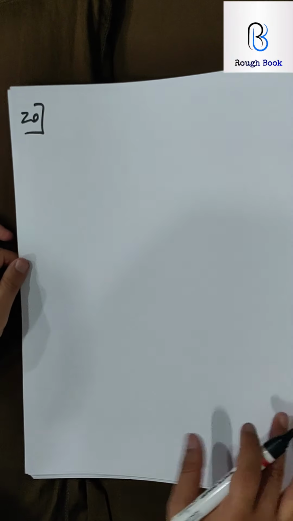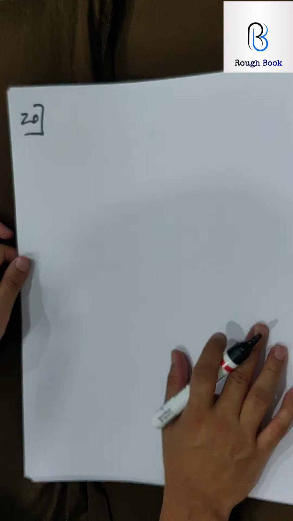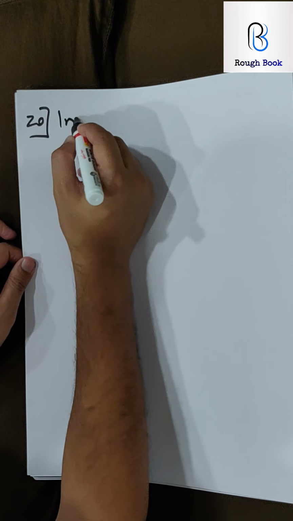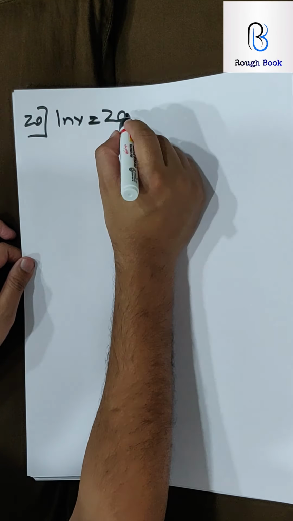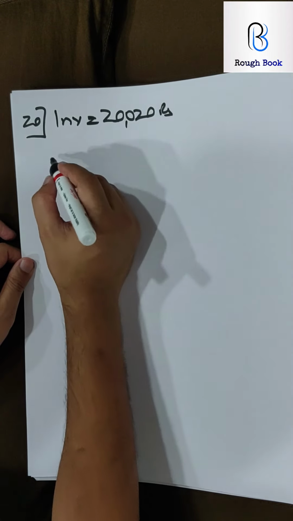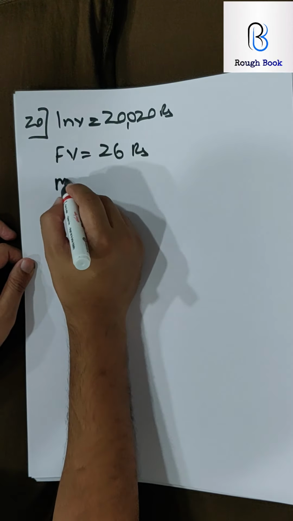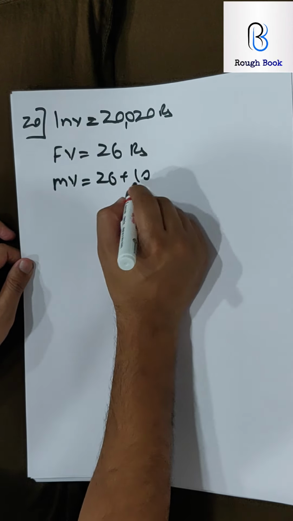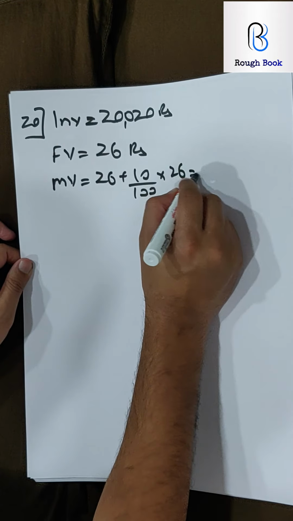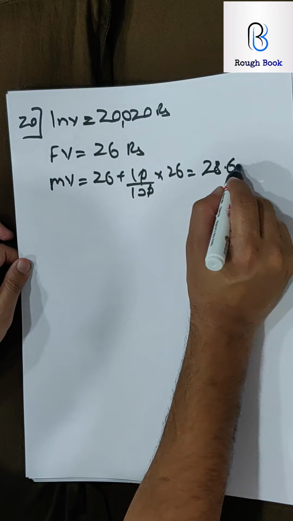At least this question, pause it, it's a simple one. There is no selling also, a straightforward question. A man invests 20,000 rupees in buying shares of face value 26 rupees at 10% premium. So market value 26 plus 10% of 26. So that becomes 2.6. So it becomes 28.60.